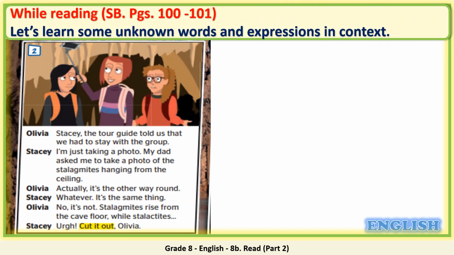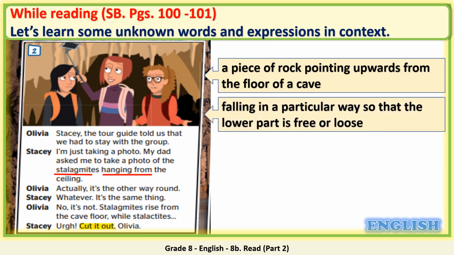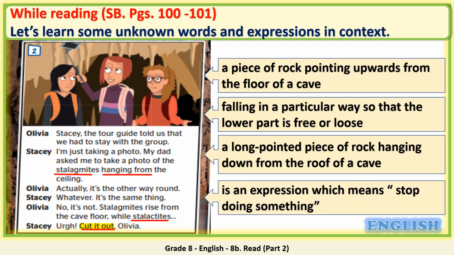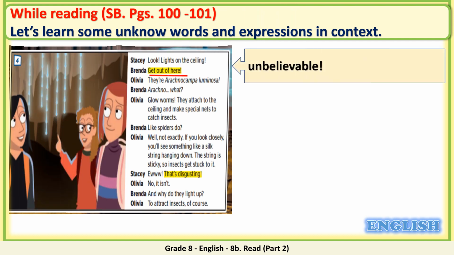Also we have the word stalagmites, which is a piece of rock pointing upwards from the floor of a cave. Then we have hanging from, which means falling in a particular way so that the lower part is free or loose. Then we have stalactites, which means a long pointed piece of rock hanging down from the roof of a cave. Then we have the expression cut it out, which means stop doing something. Also, we have the expression get out of here, which means unbelievable.